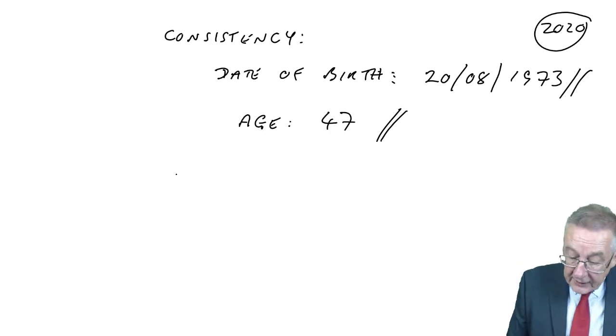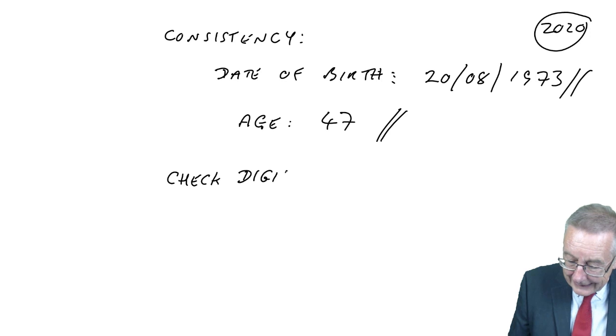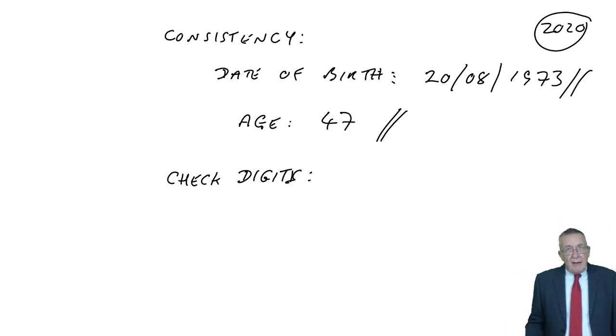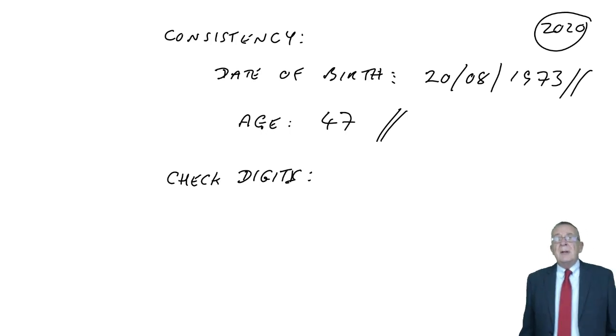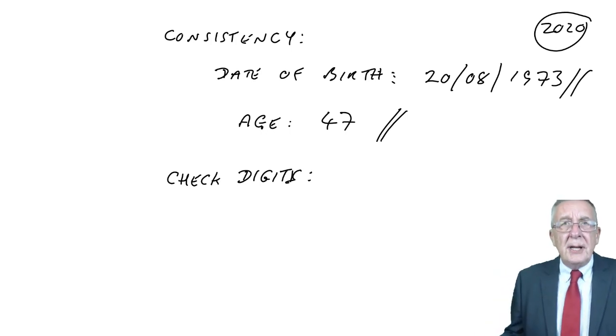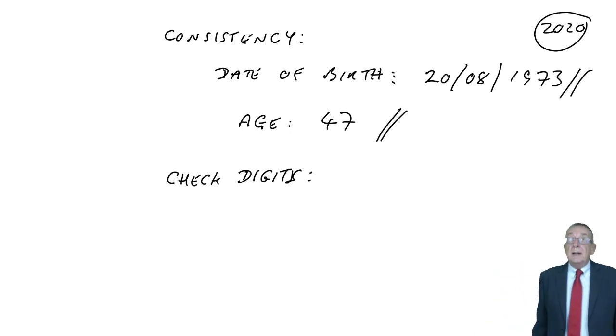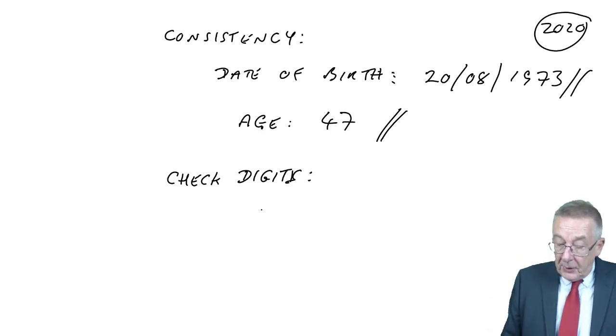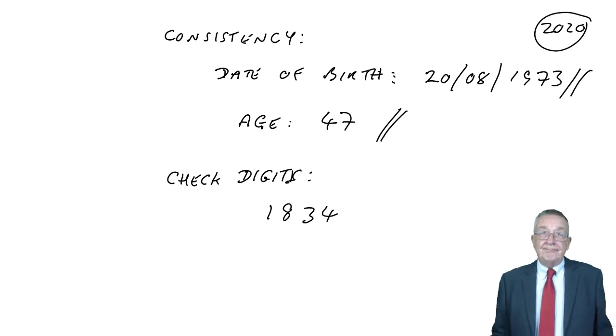Nearly there. Next one, check digits. This is very, very common, but applies to entries that are all numbers. Back again to employee numbers. Sorry, I keep using the same example, but anything that's numbers. Suppose my employee number is 1834.